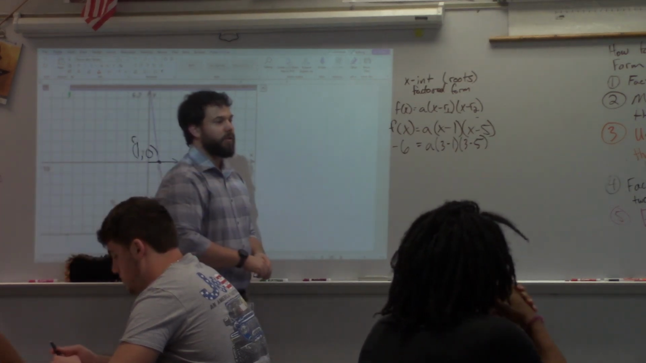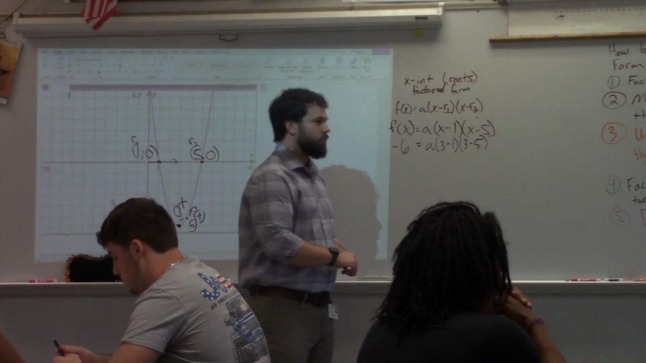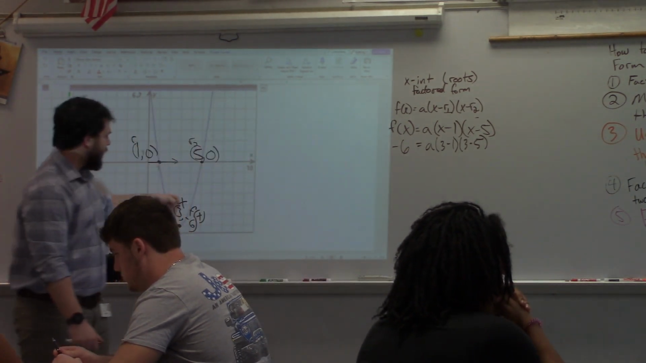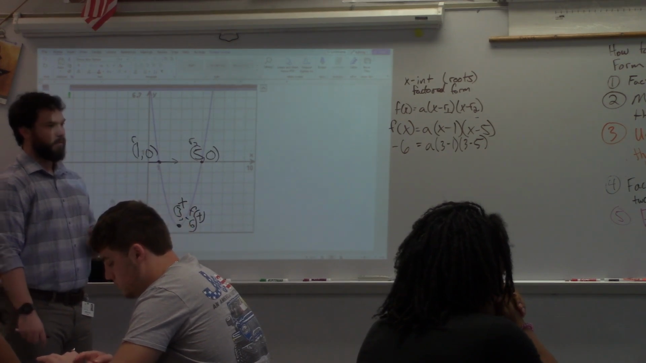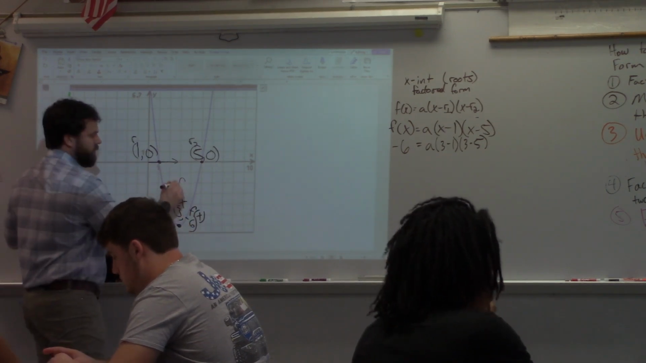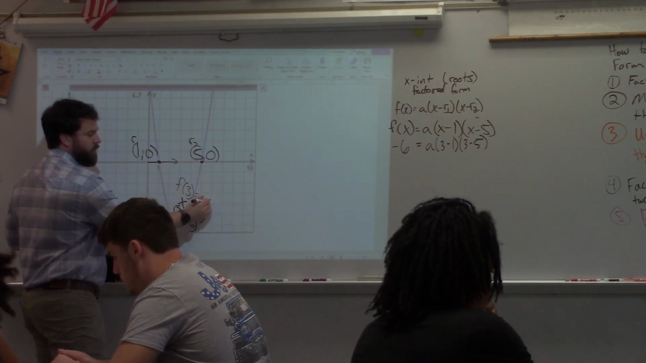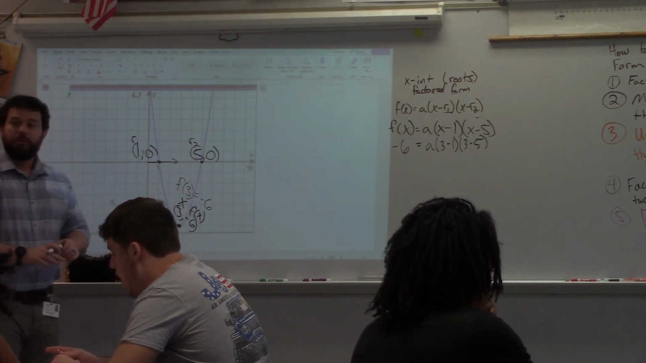Now I have an equation. Yes, sir. And that 3 came from the point 3, negative 6. Because if I have an input x of 3, I have an output f of x of negative 6. That's it. So what if you got more than that? Then you choose which ones you want.